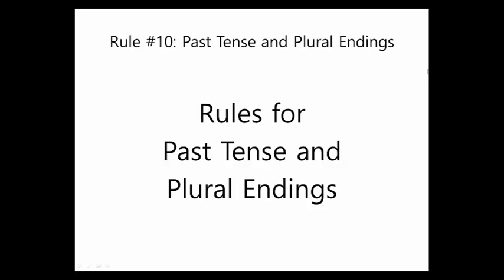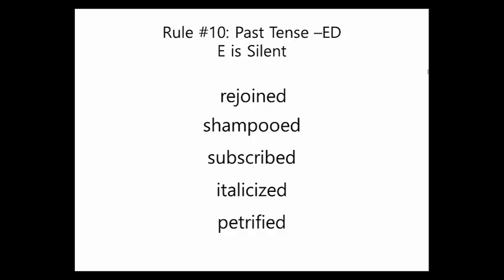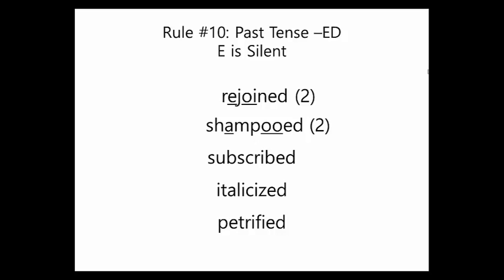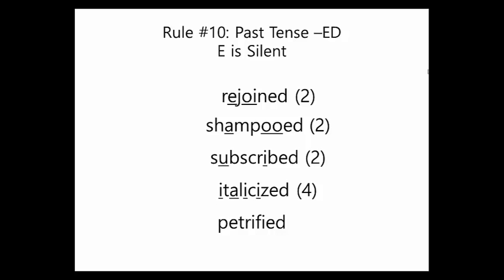Here are some rules for syllabicating words that have past tense or plural endings. For most words that end in ed, the e is silent. So the first word will have just two parts, the next will have two as well, and the third. The fourth word will have four parts, and the last will have three.